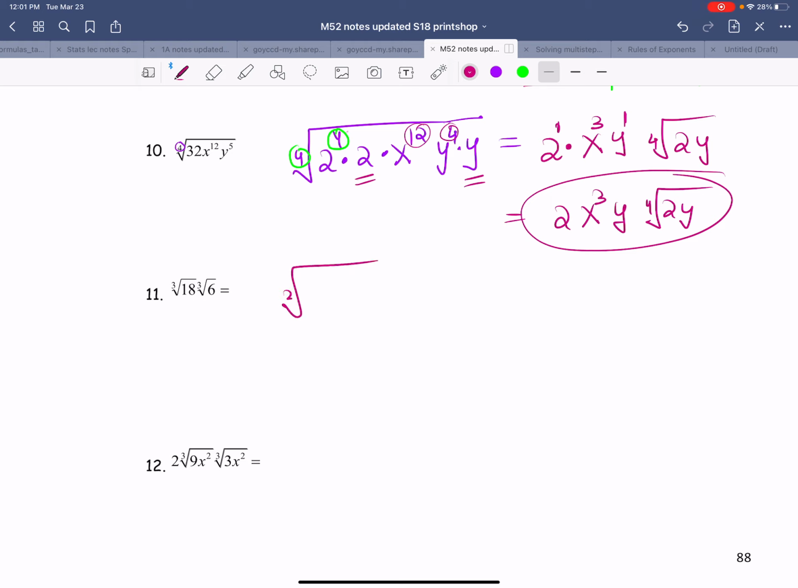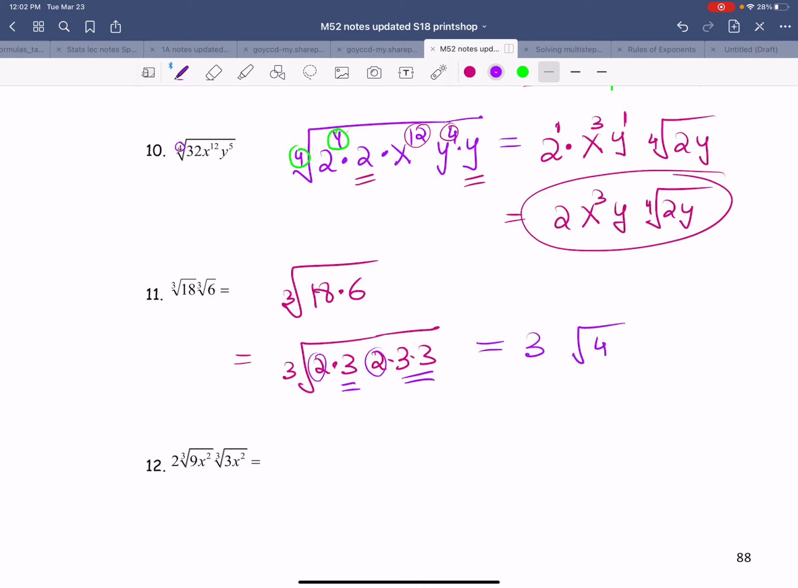So I'm going to write it as one single radical, 18 times 6 inside. Let's go ahead and break the 18 times 6. 6 is 2 times 3, and 18 is 2 times 3 times 3. Now, it's a cube root. For 3 things inside, 1 will come out. I have 3 3s inside, 1 3 will come out. I don't have enough 2s inside to be able to bring 1 out. So 2 times 2, 4 is stuck inside, and the 3 goes in the pocket, the cube root of 4.